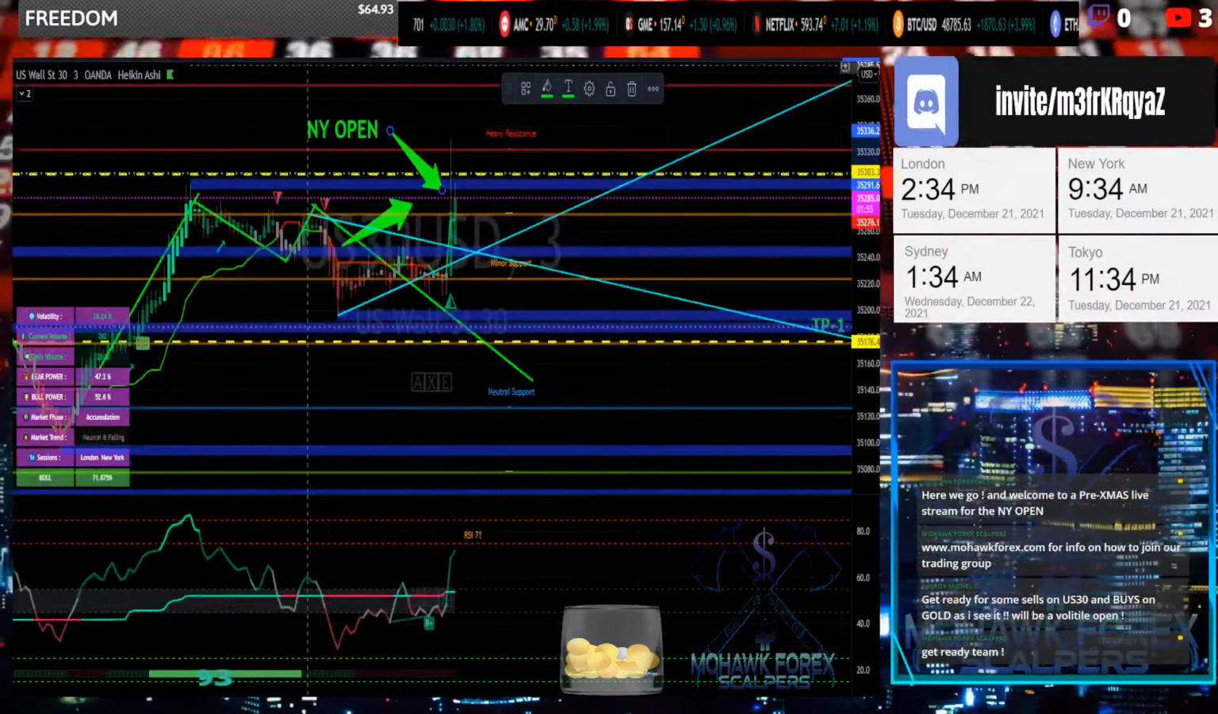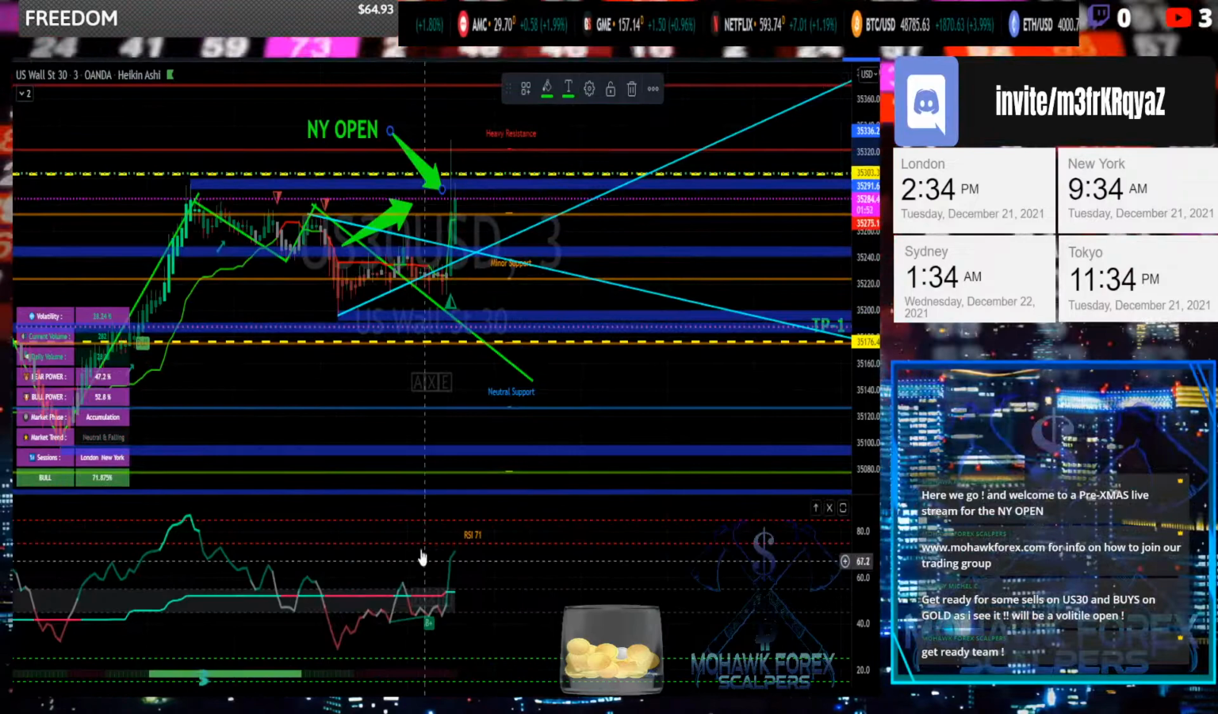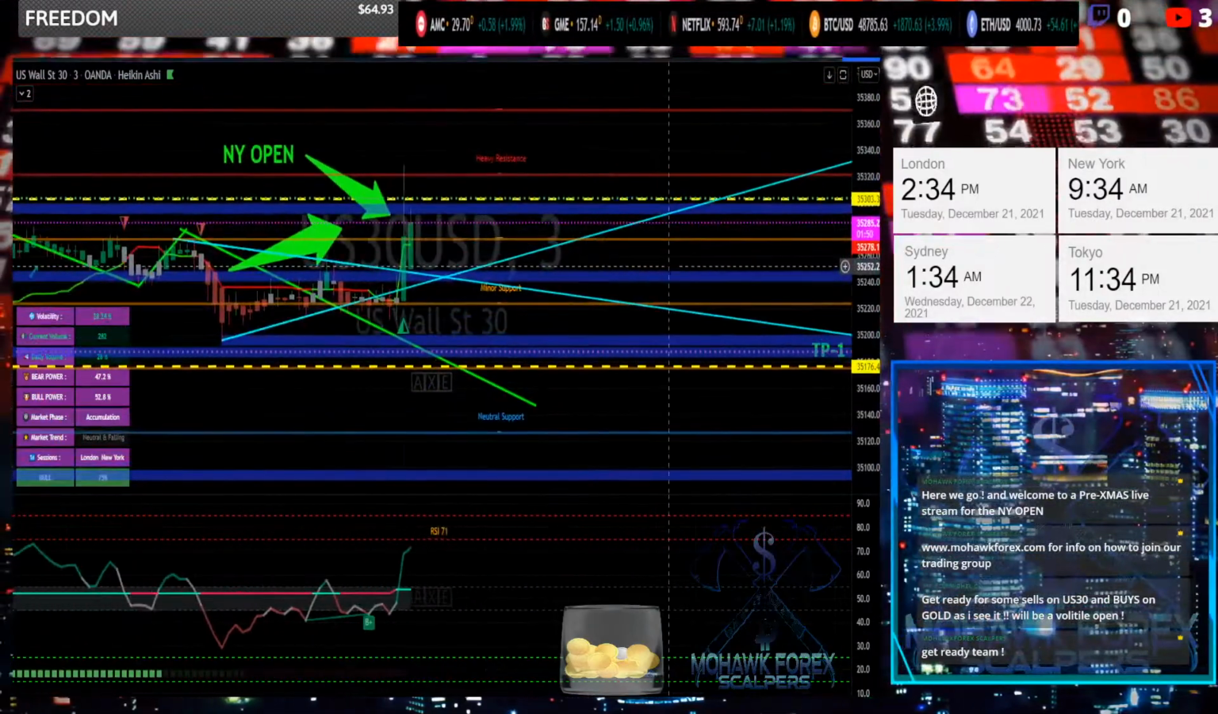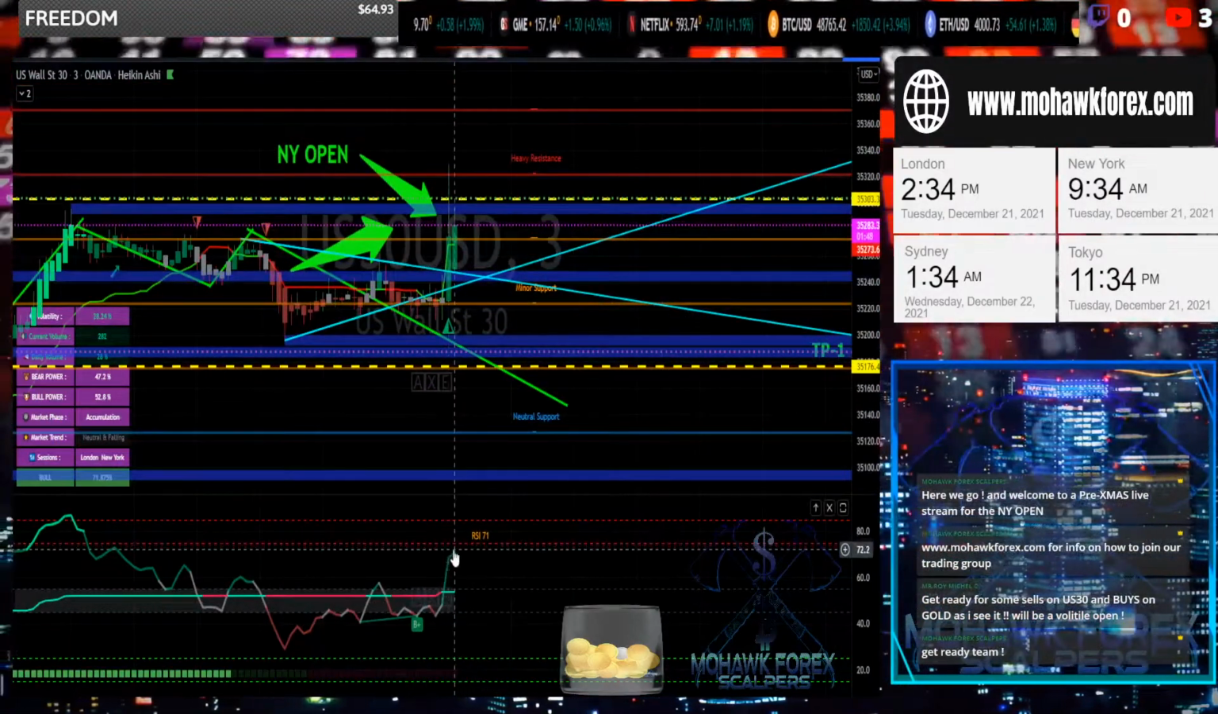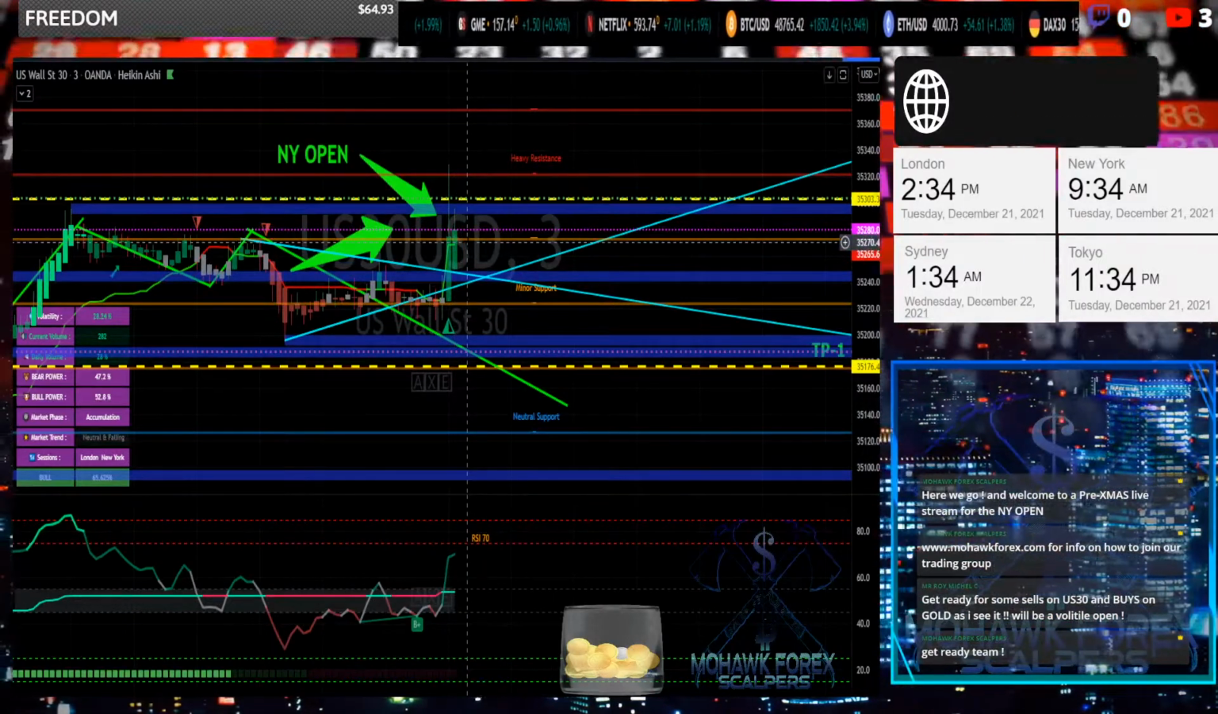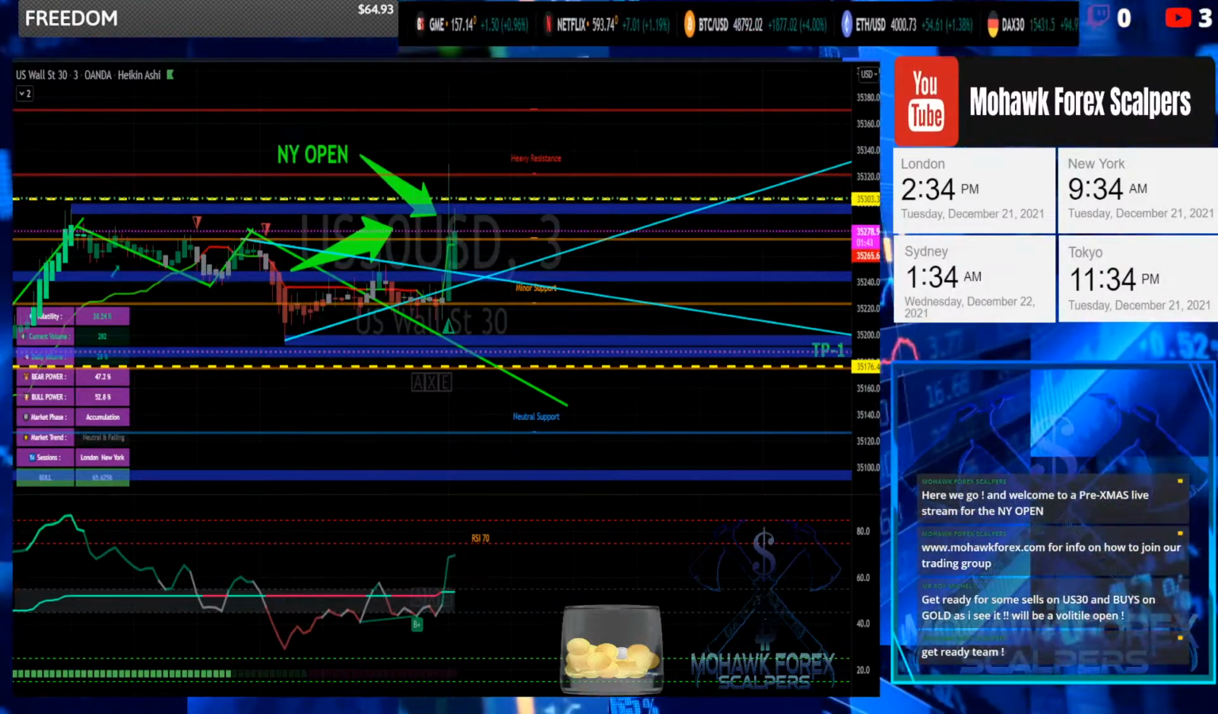US30 at the moment. Yep, still in the buy zone. We'll watch this RSI. If it goes to 75, obviously we're going to take a buy. It's just dropping now, so we're in profit on the sell.